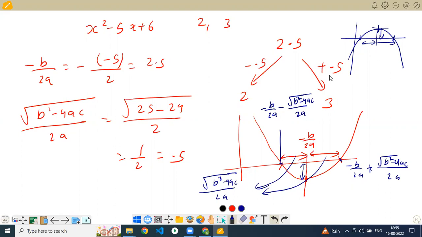It's very simple actually. You know the value of the x coordinate. You have to find out the value of the y coordinate by putting it in the formula. y is equal to ax square plus bx plus c. In that formula, you put the value of x as minus b by 2a, and you get the value of y.